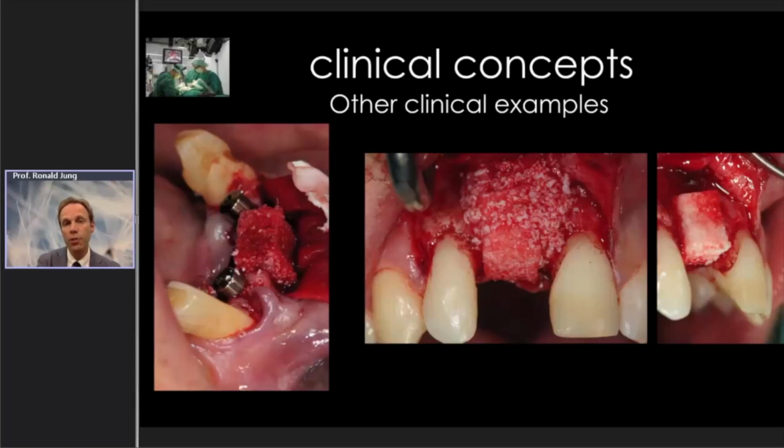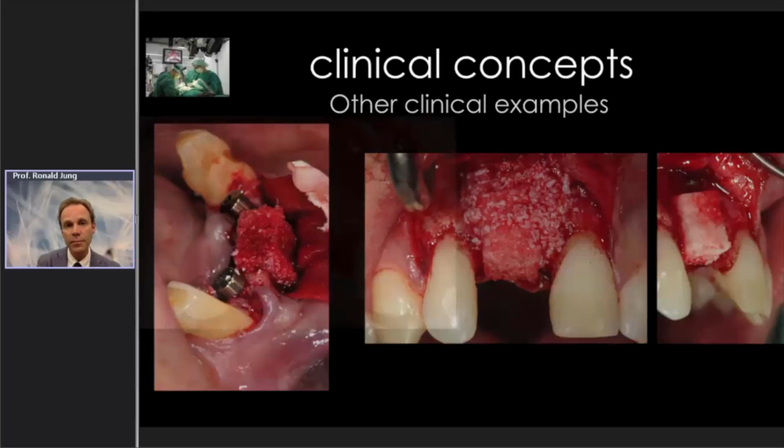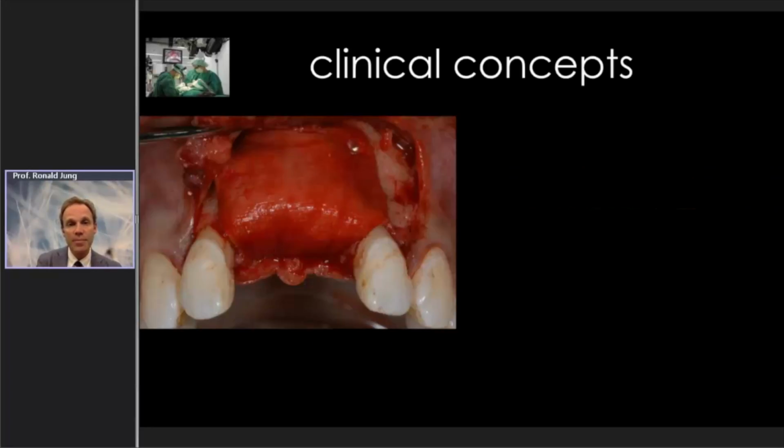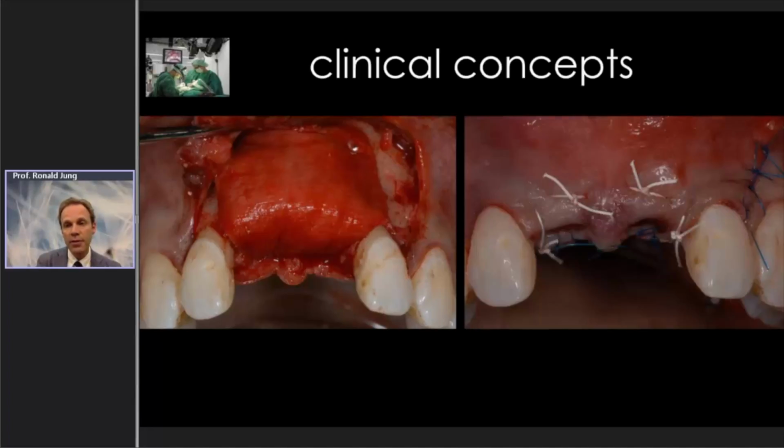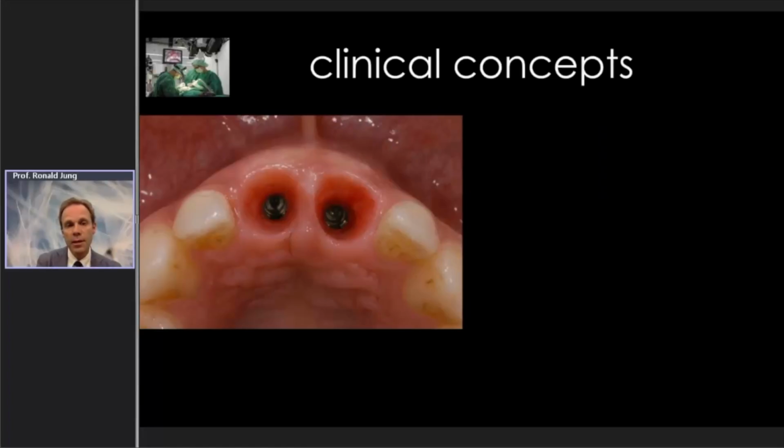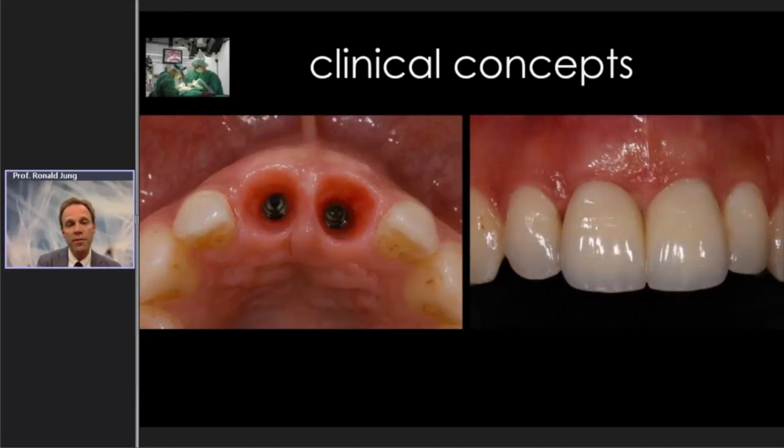for volume stability. The membrane has been tacked and stabilized by using resorbable pins made of polylactide. And here, that's how it looks after flap closure. After abutment connection and soft tissue conditioning, we can see here a very nice result in terms of having sufficient buccal volume and 2 implants which have been restored with 2 all-ceramic single crowns for teeth 1 and 2.